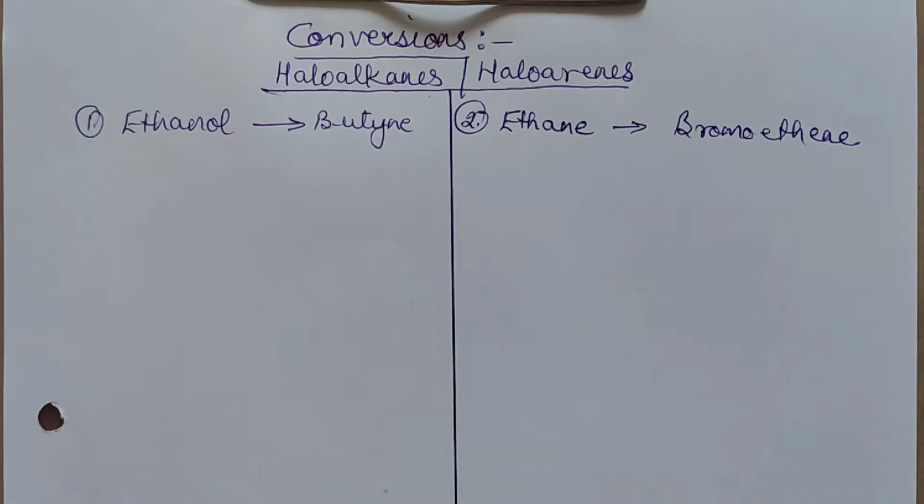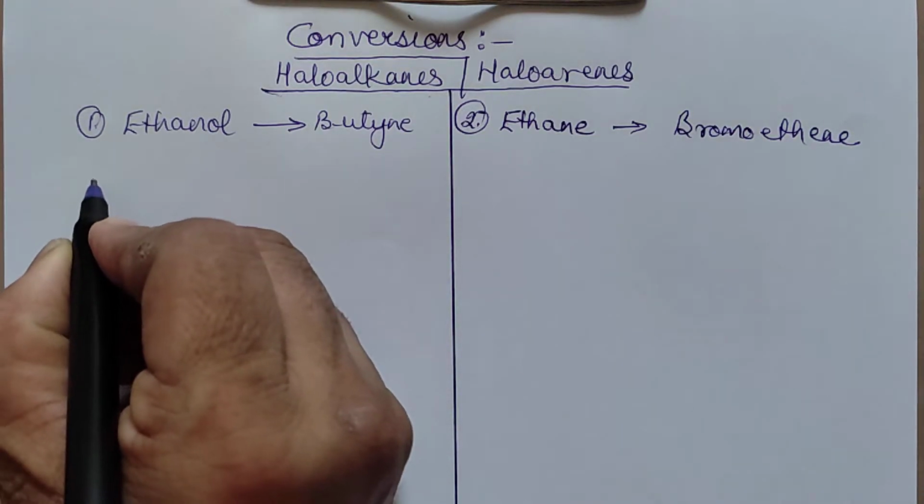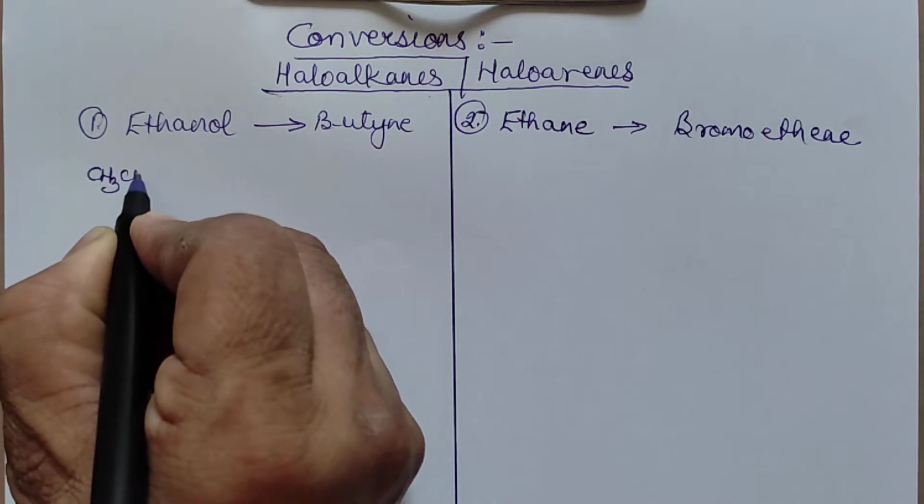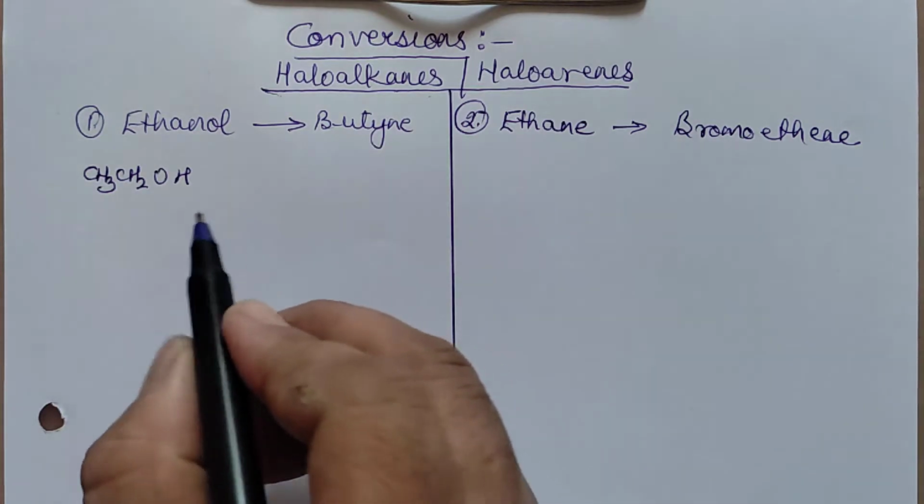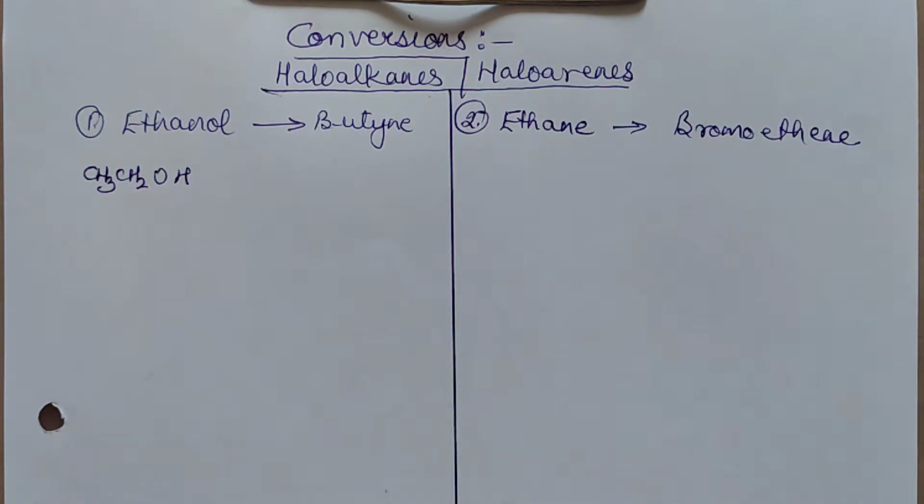So the first one, ethanol to butane. First you write down what is to be converted. We have to convert ethanol to butane, which means we need to double the number of carbon atoms. So you need to think logically. Before practicing conversions, make sure you have watched all the videos which I have posted on haloalkane and haloarene. If you have not done that, you will find conversions a little difficult. If you have done them thoroughly, then it will be very, very easy.